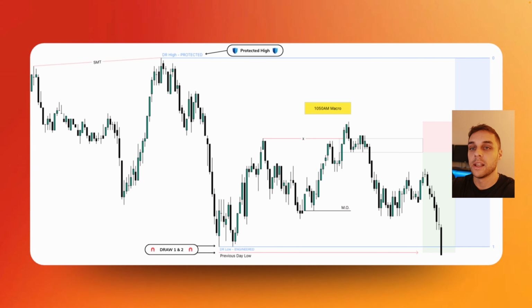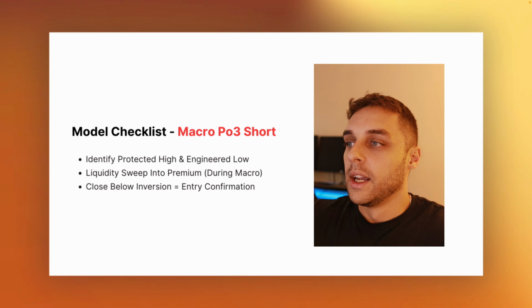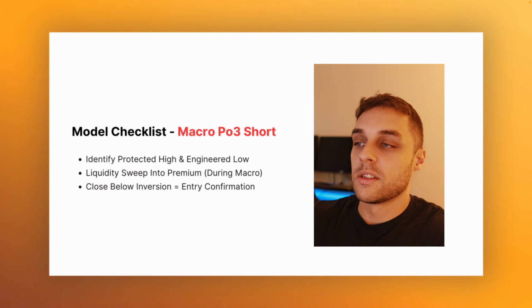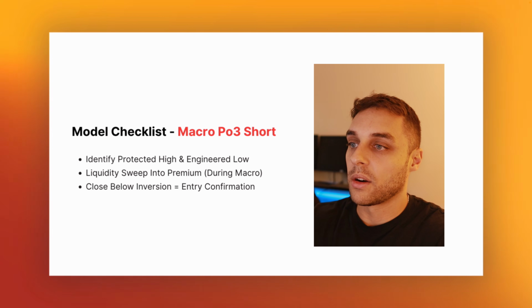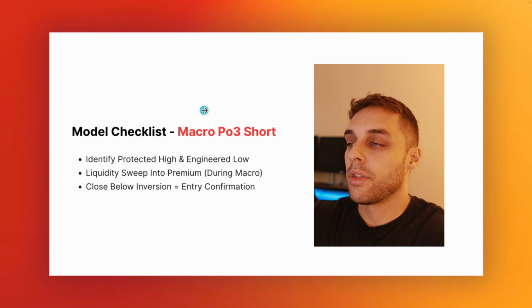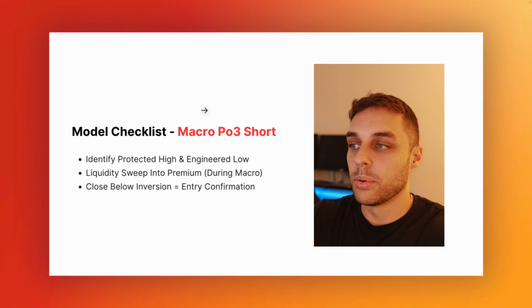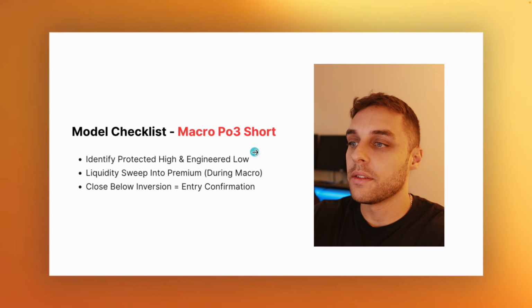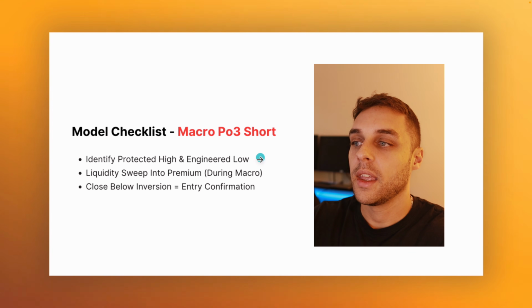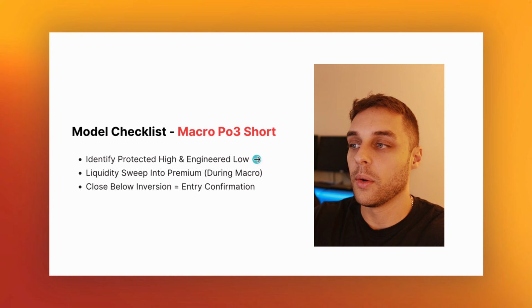Okay, it's rinse and repeat. It's time and price. It's super simple. So let's summarize this model's checklist for a macro power of 3 short. Three simple bullet points. Can we identify a protected high and an engineered low?